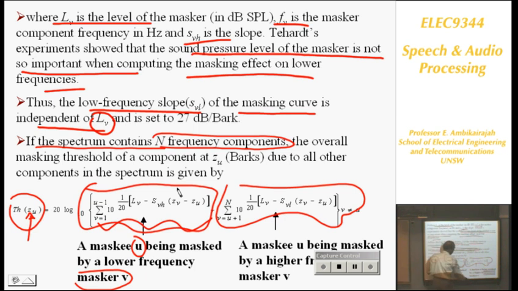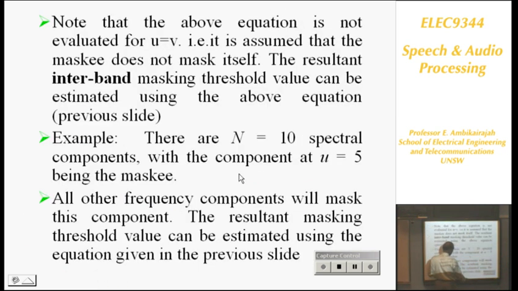So apply this equation. What he says is, if you go on to the next line, he says that U is not equal to V in that equation because that means the actual frequency. And we are going to show you an example where N equal to 10 frequency position, and we are going to say U equal to 5 is your mask key. So all the other frequency components will mask this component. The result of mask is being this, okay?